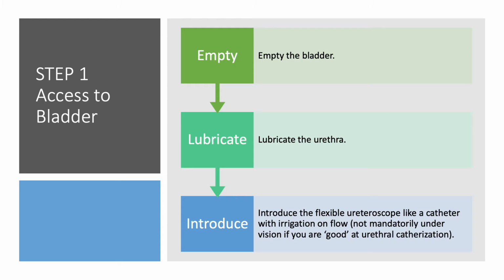The first step is gaining access to the bladder. First, you deflate the urinary bladder using a catheter. Then adequately lubricate the urethra. The flexible ureteroscope can then be introduced into the bladder just like a urethral catheter. This can be safely done without any visual guidance, but take sufficient care not to apply too much pressure. This is easy in female patients, but in males there can be occasional difficulties.